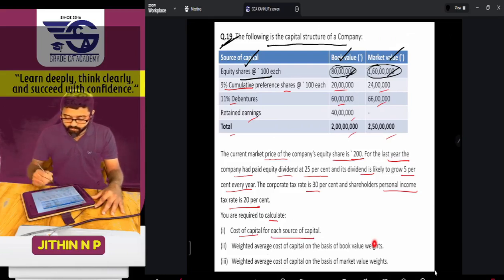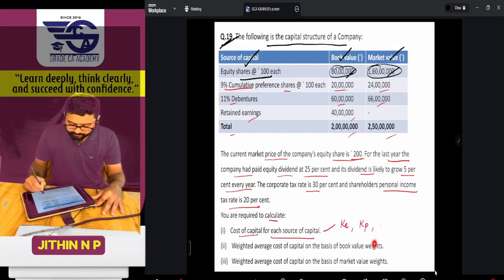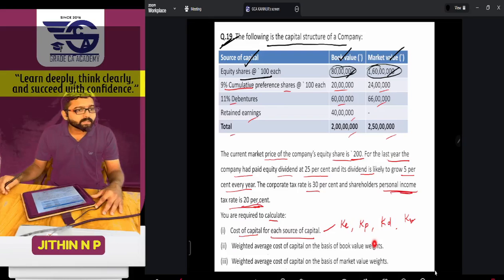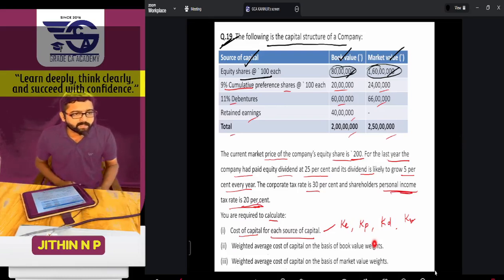Cost of each source of capital means compute KE, KP, KD, and KR also. Normally KR is equal to K. Here personal income tax is given. In that case KR may be less than K. KR is equal to K into (1 minus personal tax).